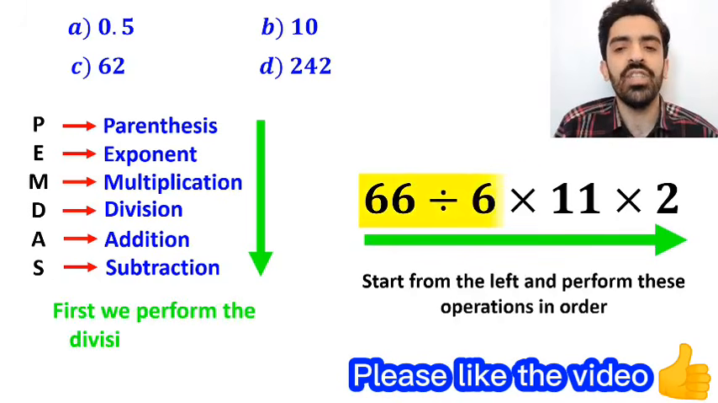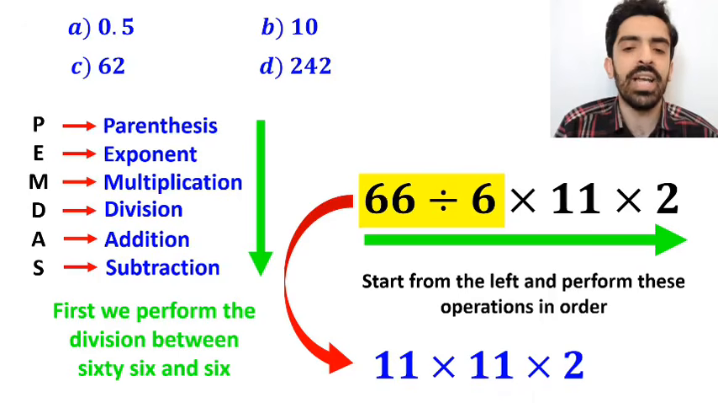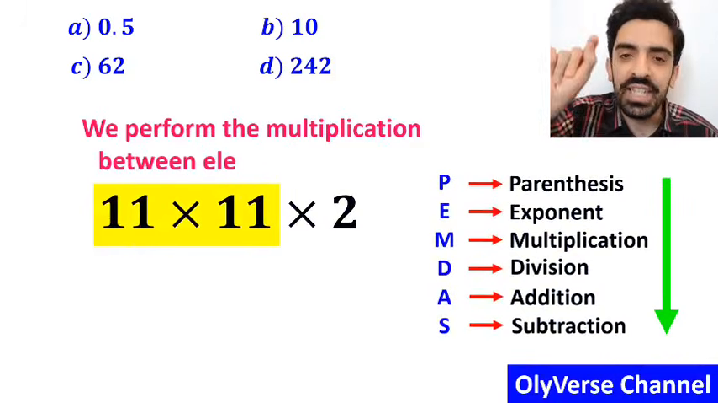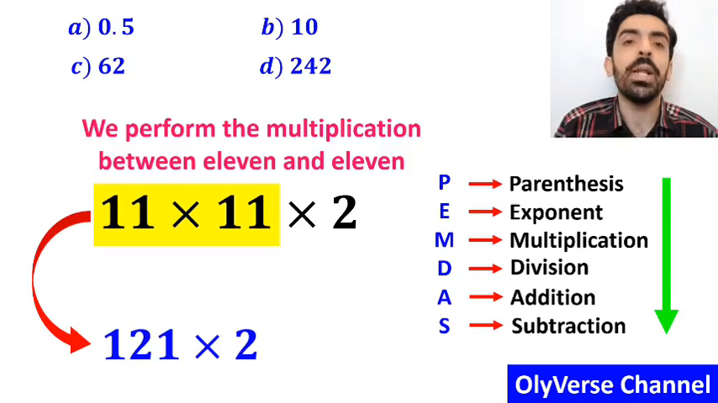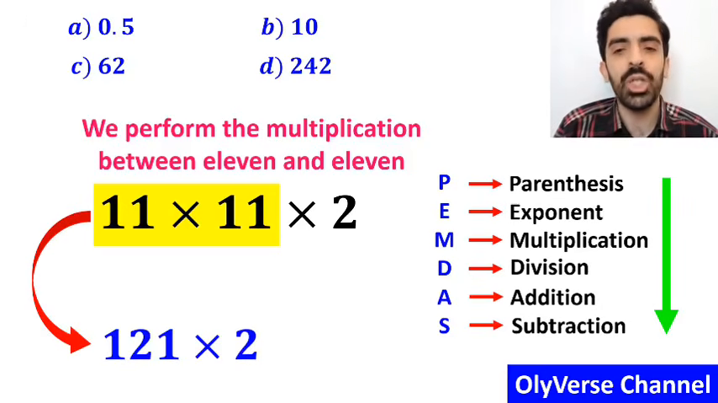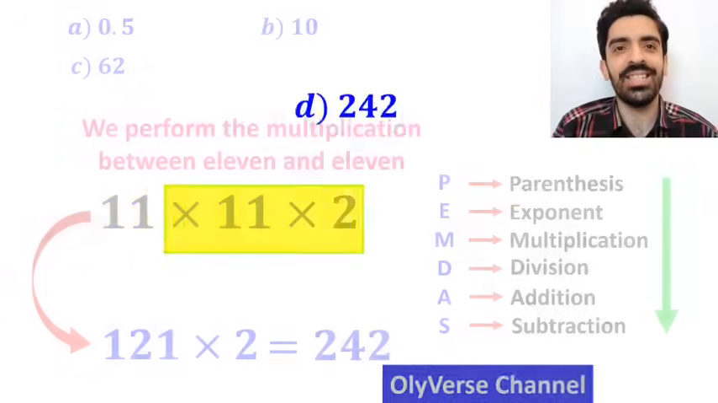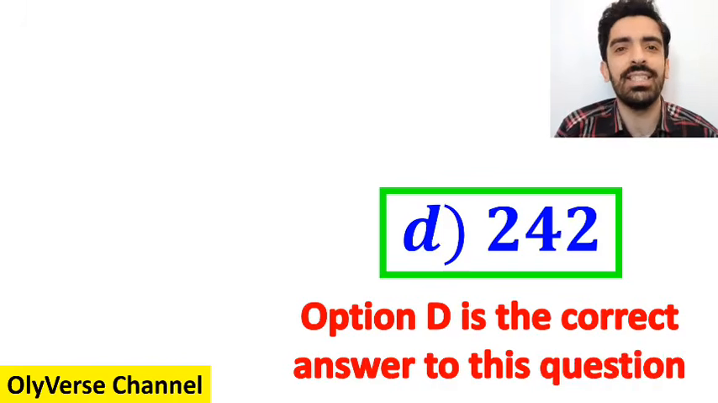So, first perform the division between 66 and 6, which simplifies this expression to 11 multiplied by 11 and again multiplied by 2. In the final step, we perform the multiplication between 11 and 11, and instead of this expression, we can write 121 multiplied by 2, which finally gives us the answer 242. That's great. Option D is the correct answer to this question.